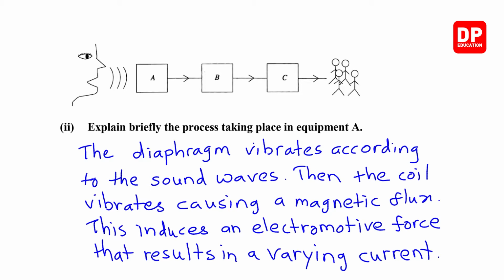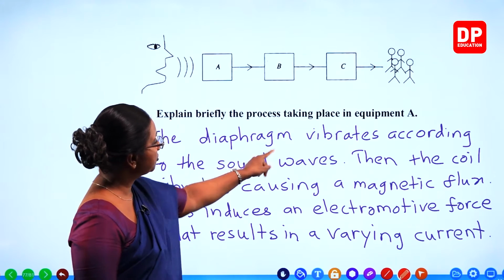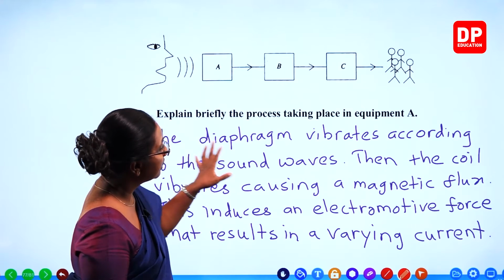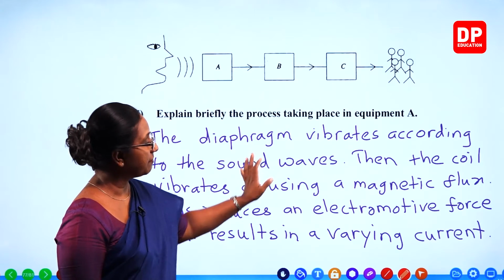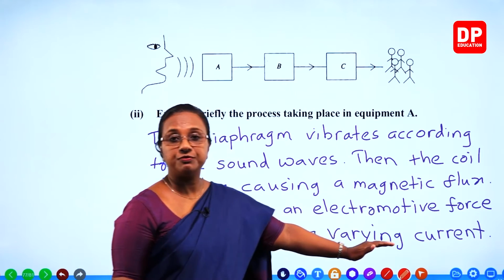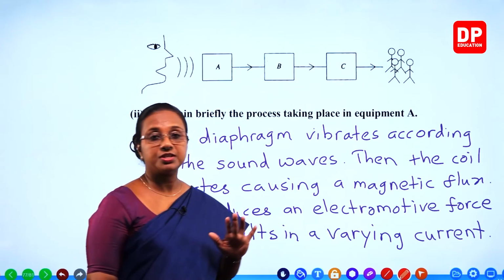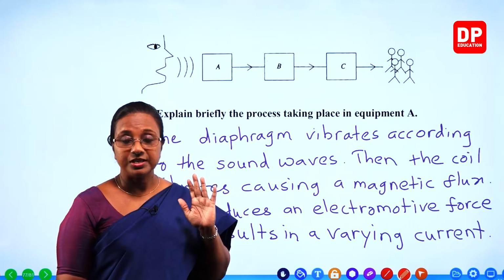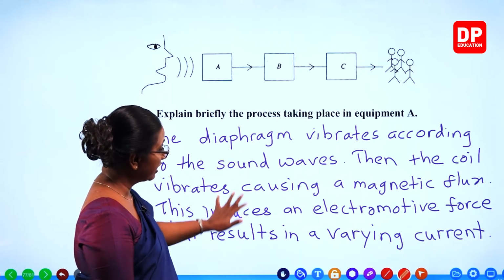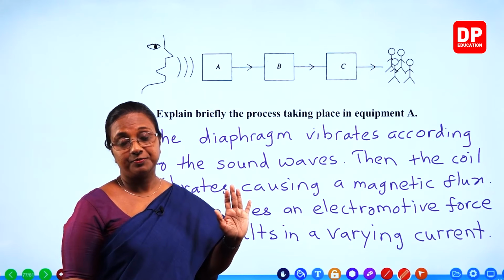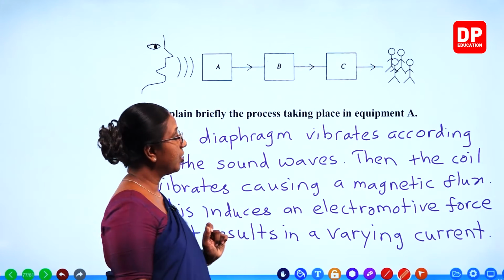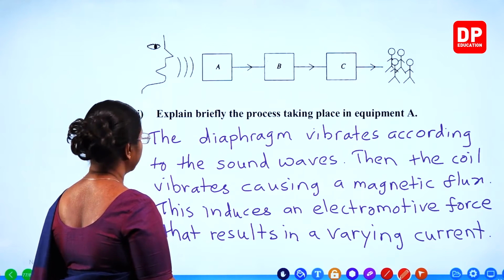So in this answer, the important things, you have to say the diaphragm vibrates according to the sound wave, and because of that, an electromotive force is induced and it causes a flow of current. So is that okay, student? If you write that answer, it is correct. So with that, I'll move on to the next part of the question.